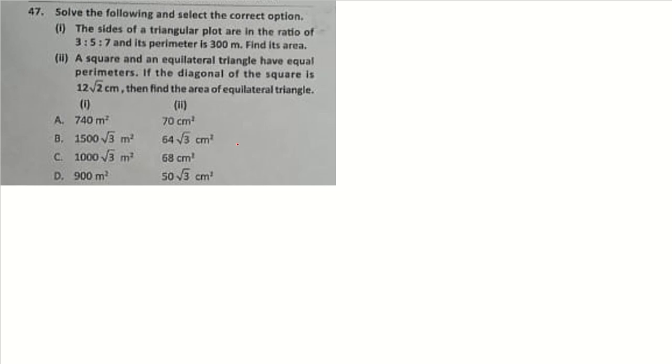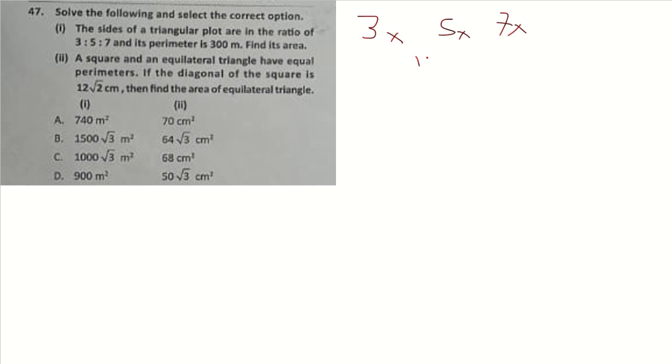Solve the following and select the correct option. Now, obviously, all four options of these are different in both cases, so we only have to solve one of them. I will solve both of them for your understanding. First part, the sides of a triangular plot are in the ratio 3:5:7 and perimeter is 300 meter. Find the area. So the sides are 3x, 5x, and 7x.